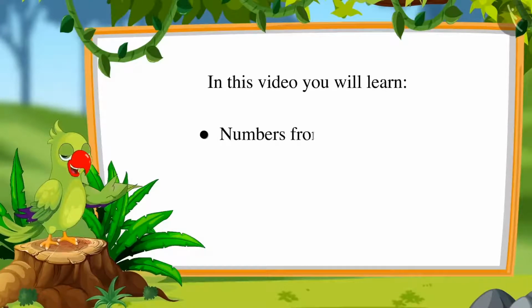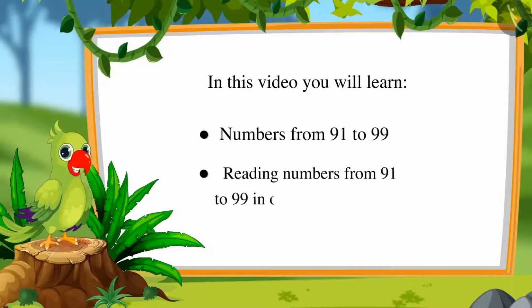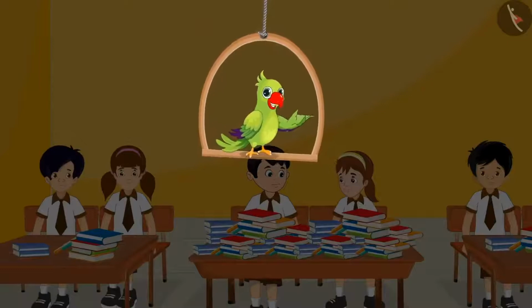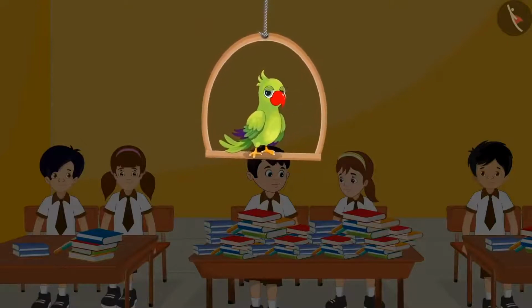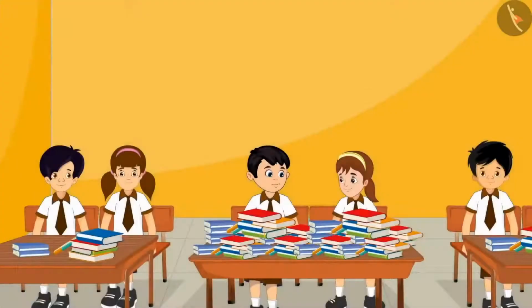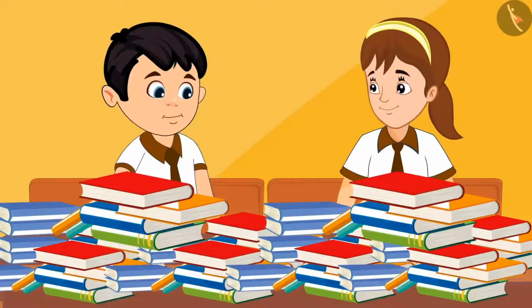Numbers from 91 to 99 and reading those numbers as ones and tens. Today all the children in the school have brought their old books. These books will be given to those children who cannot afford to buy these books. Chotu and Aarti have got the work of counting all the books in their class.